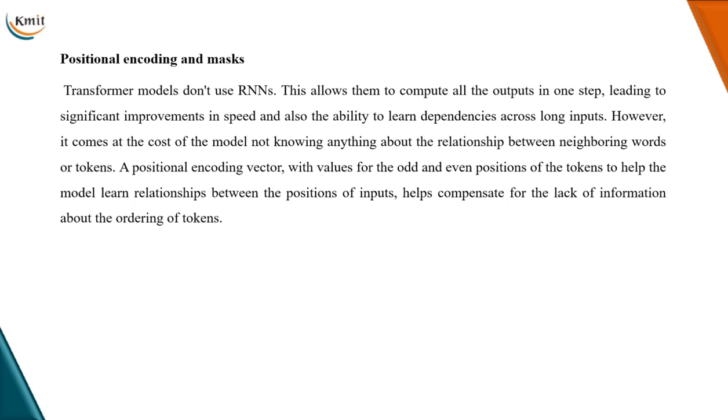First, let's talk about positional encoding and mask. As we know, the transformer model does not use RNNs. This allows it to compute all the outputs in one step, which leads to significant improvements in speed and also the ability to learn long range dependencies. However, it comes at the cost of the model not knowing anything about the relation between the tokens. For this reason we use a positional encoding vector with values for the odd and even positions of the tokens or the image pixels that we are taking as input, to help the model learn the relation between the positions of the input. This compensates for the lack of information about the ordering of the tokens.